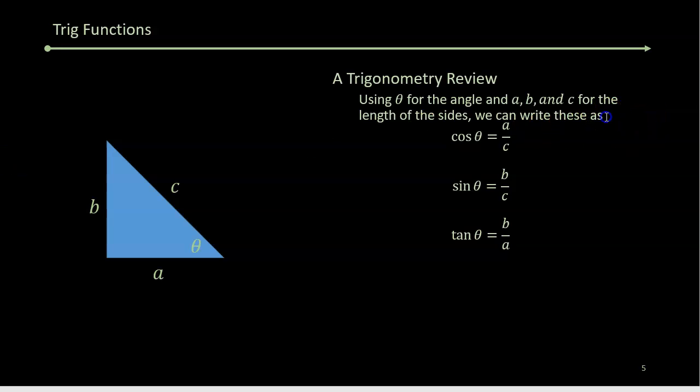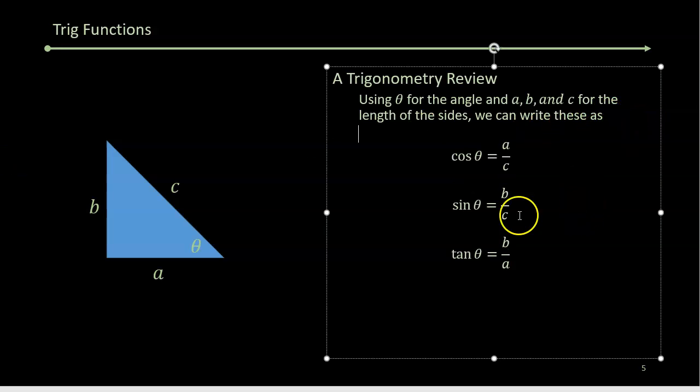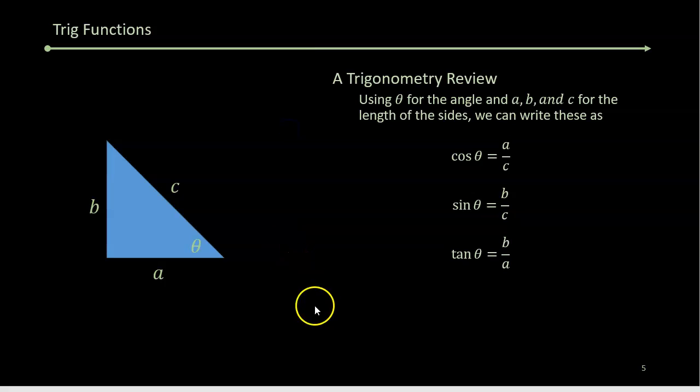You don't need a lot of trig for this class, but you need a little bit to be able to do physics. And so we got a right triangle here with an angle theta here. And so we got our sides A, B, and C, and the cosine is defined as A over C, and the sine is defined as B over C, and the tangent is defined as B over A.